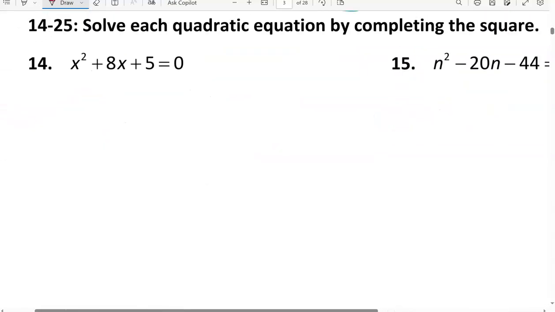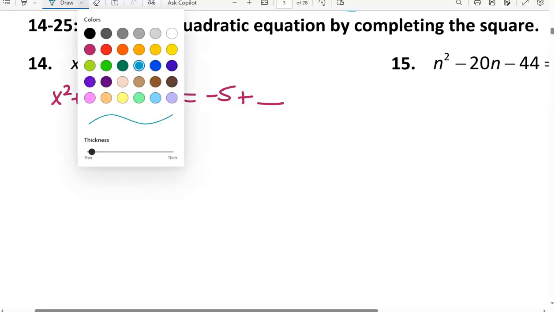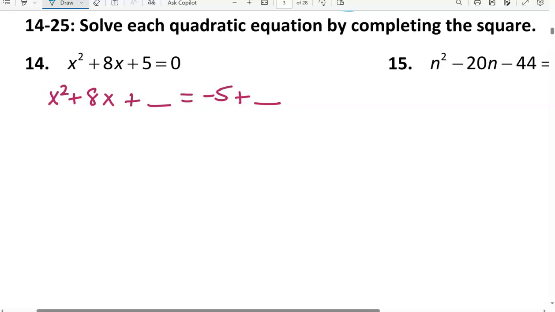In 14 through 25, we're asked to solve each quadratic equation by completing the square. So I'm going to move my constant term to the right side of the equation and insert a plus blank. It's important, of course, first to verify that the coefficient of x squared is 1. This will not work unless the coefficient is equal to 1. So now I'm going to draw my complete the square picture.